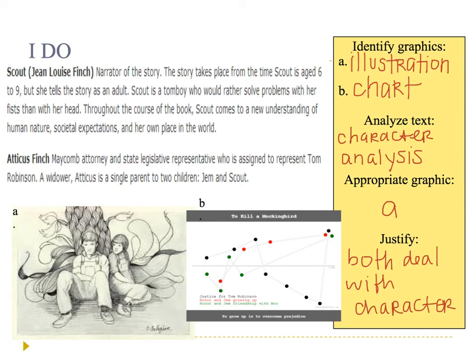Okay, so I'm going to go back through my steps. The first thing I had to do is identify what my 2 graphics were. So I chose illustration and chart. Then I had to analyze the text. So I read the text and I identified that I thought that it was about character analysis. Then I had to pick the appropriate graphic. So I chose letter A. And the reason, my justification, that I chose graphic A is because both of them deal with character.